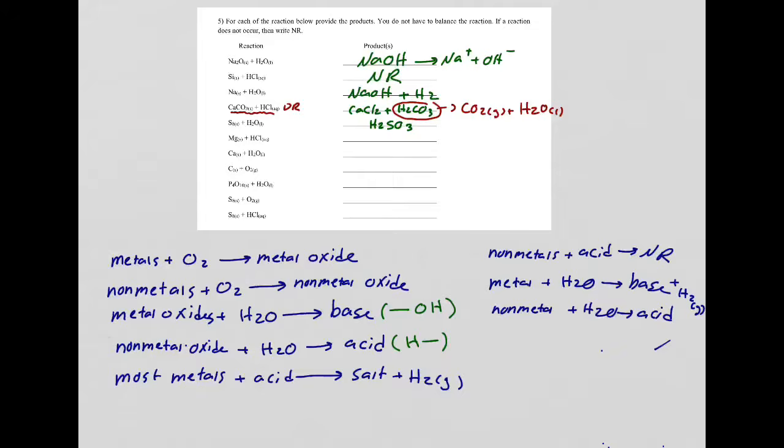Now, next one. Mg plus HCl. What do you think it is? I have a metal plus acid. Metal plus acid gives you salt plus H2. So this is a single replacement reaction, right? So I get MgCl2 plus H2.